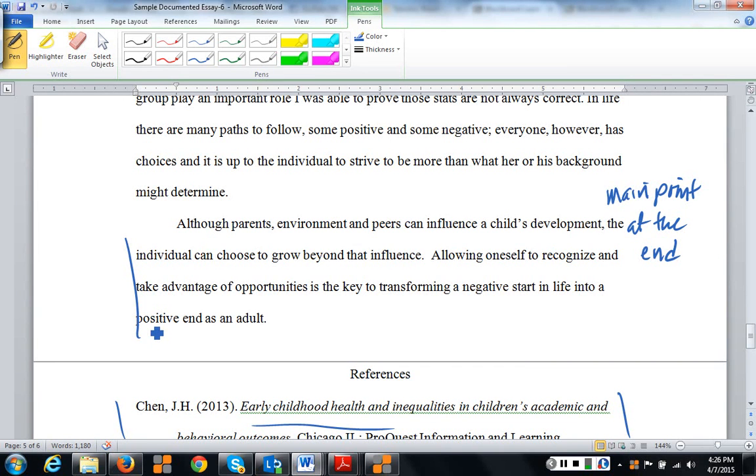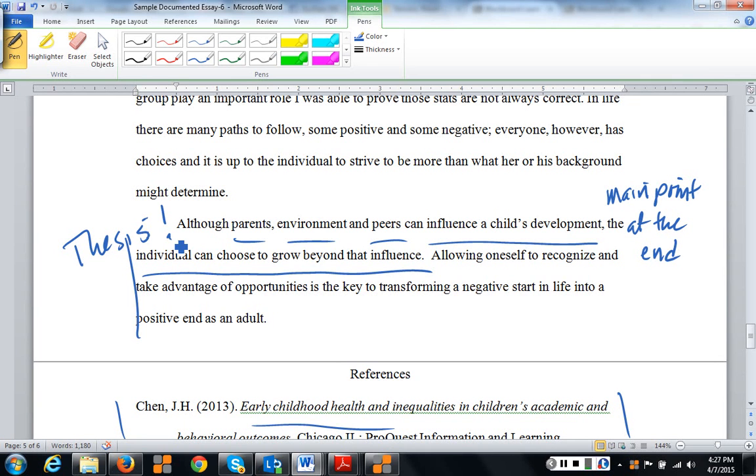Although parents, environment, peers can influence a child's development, the individual can choose to go beyond that influence. Thesis. Got it. Right there. Clearly stated. And then we have a little bit of development. Allowing oneself to recognize and take advantage of opportunities is the key to transforming a negative start in life into a positive end as an adult. Okay. What have we done here?